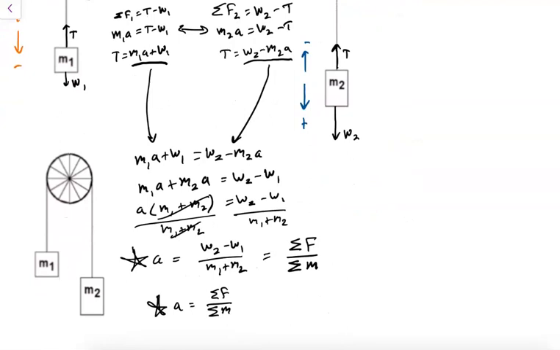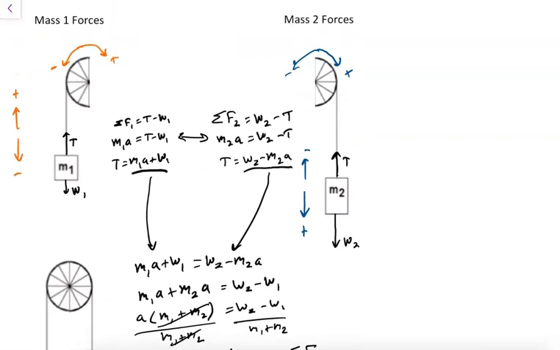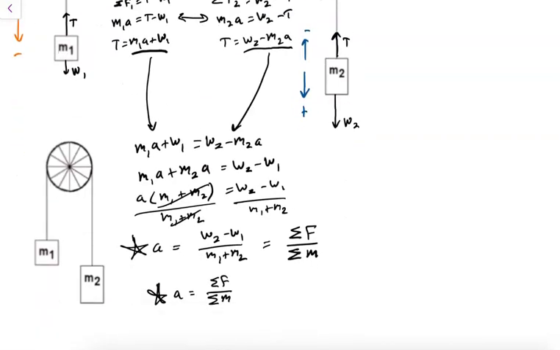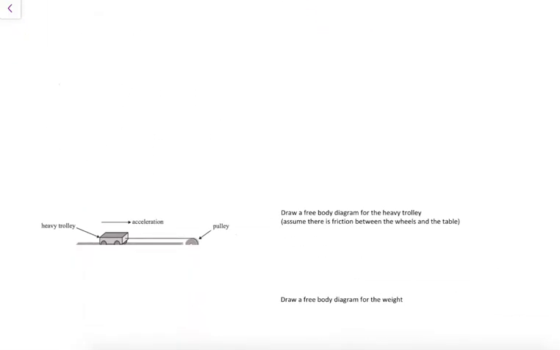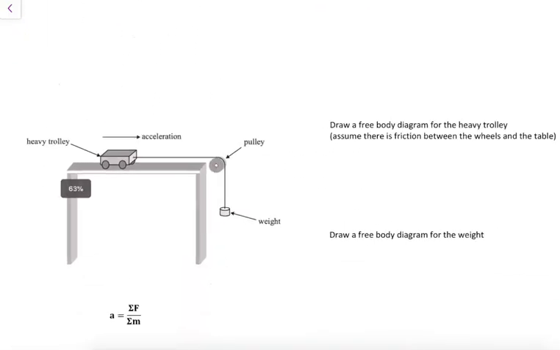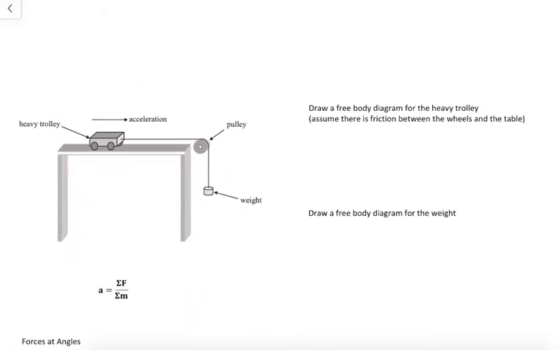So we're going to use net force divided by net mass in other situations. Of course, you could go down this complex route, but in the end, I strongly suggest just thinking of it as net force divided by net mass, while recognizing what the forces at play are. So this next situation is with the heavy trolley.